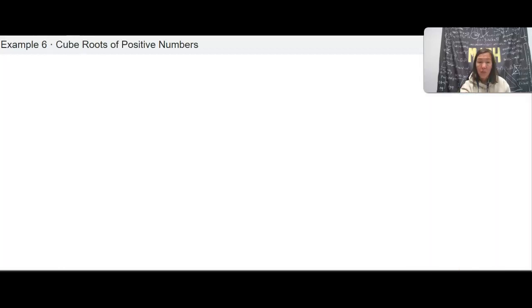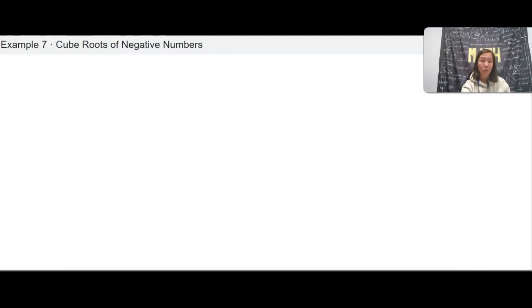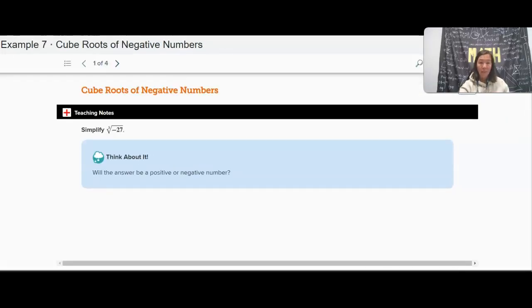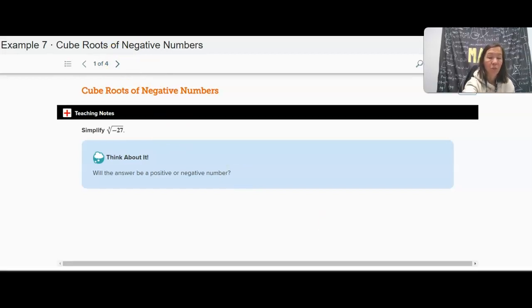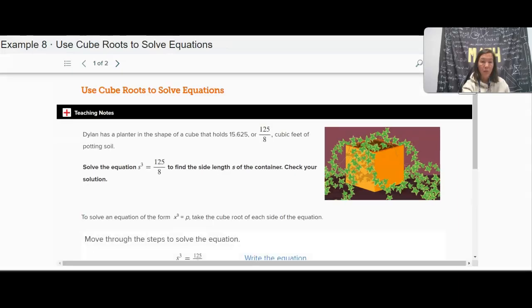So if I want to simplify a cube root, and again, just really quick, the cube root of 125 is just 5, because 5 times 5 times 5 equals 125. The cube root of a negative number, like negative 27, is just a negative number itself. What number multiplied 3 times equals negative 27? Negative 3, because negative 3 times negative 3 times negative 3 is negative 27. Okay? And we could do the same thing with equations. We can actually solve equations using cube roots, the same way we do with solving equations with square roots.